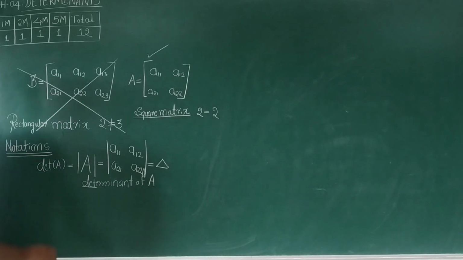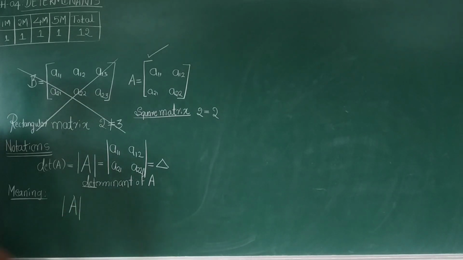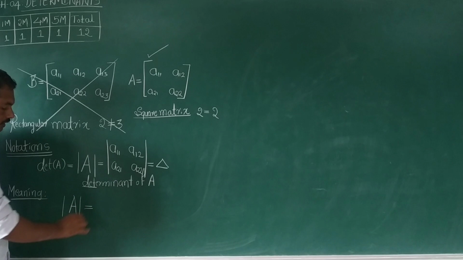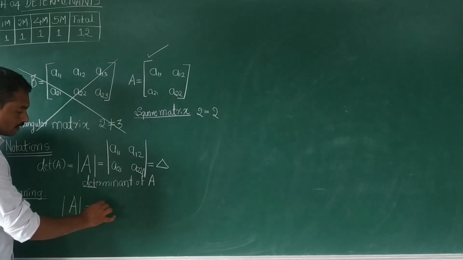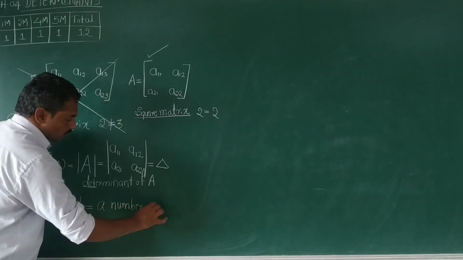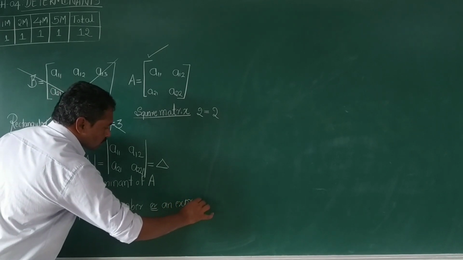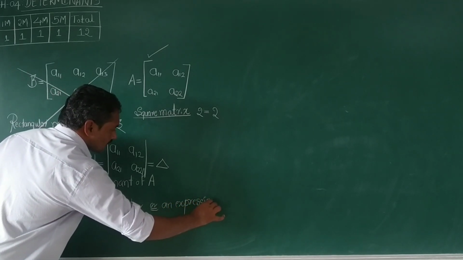Then what is the meaning of this determinant? What is the meaning of this symbol? The determinant of a square matrix is denoted by this symbol, and it is defined as a number or an expression corresponding to a square matrix.